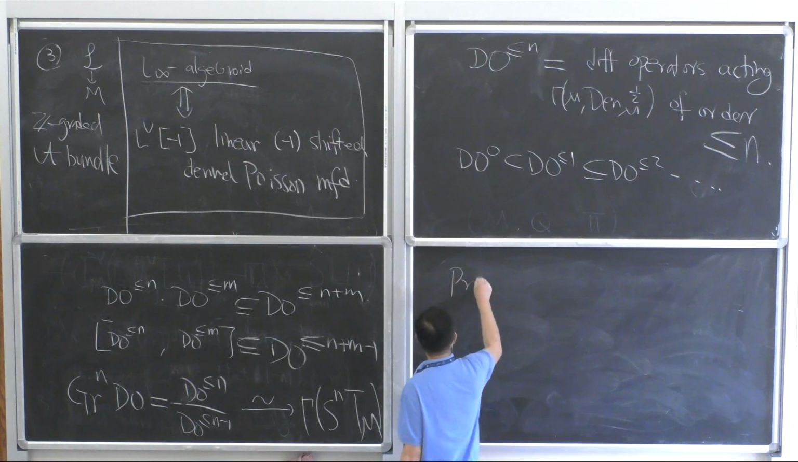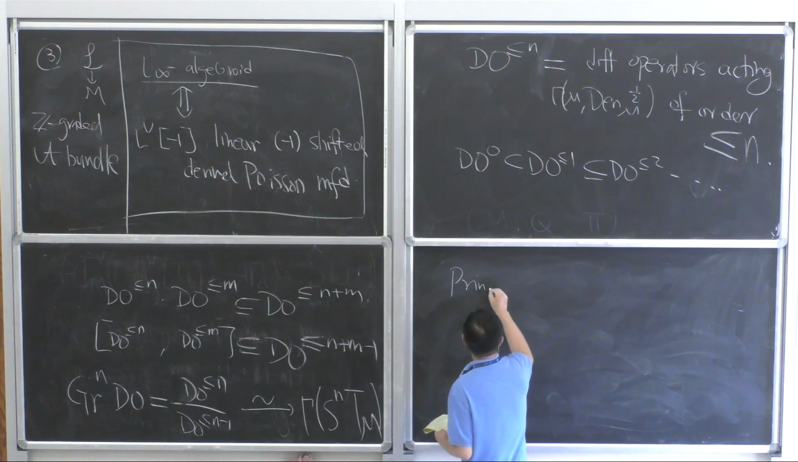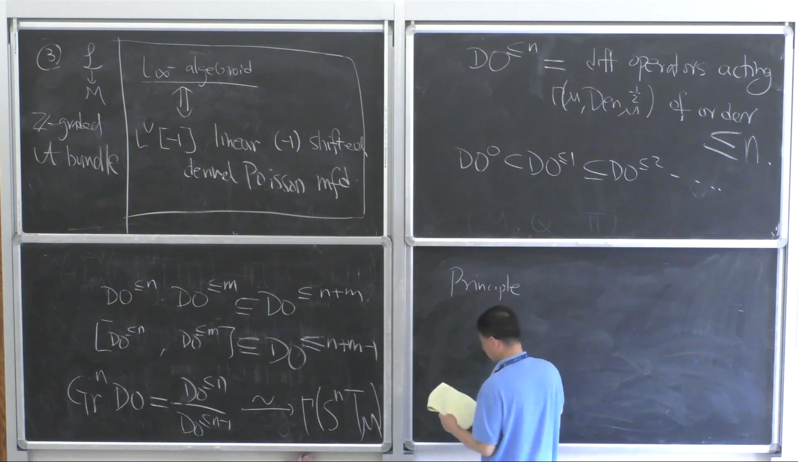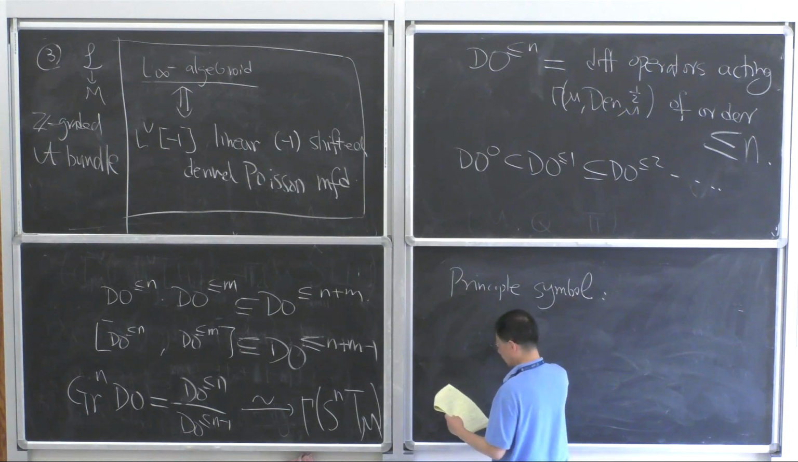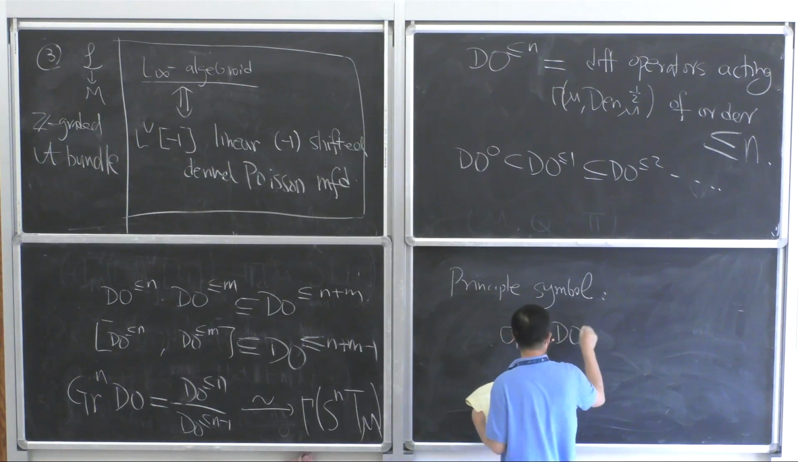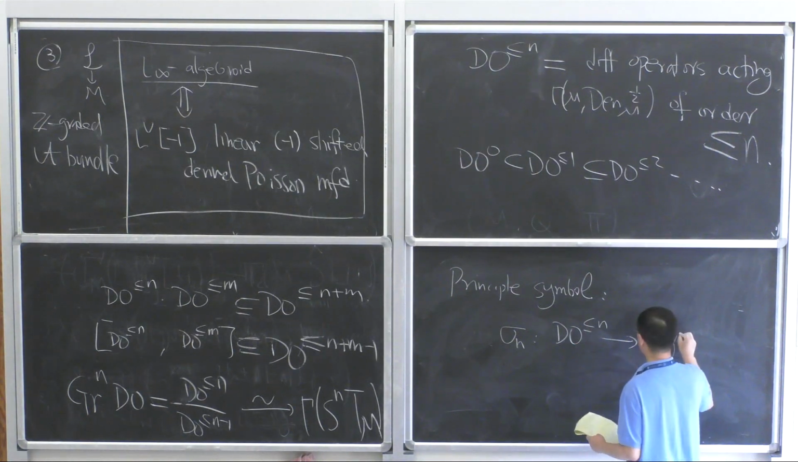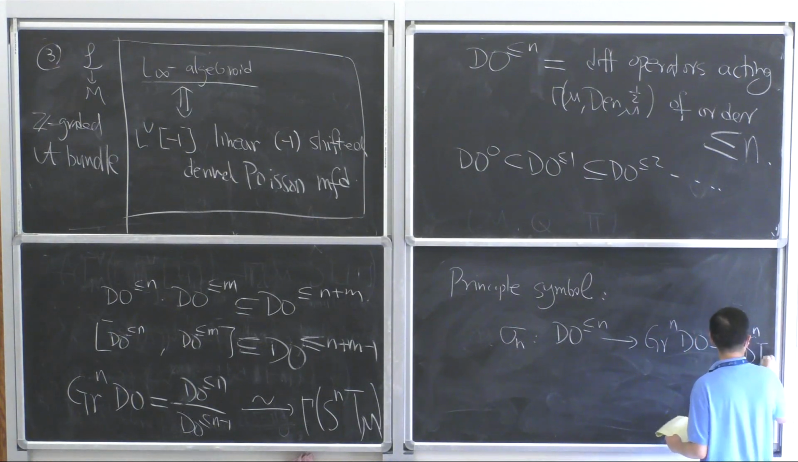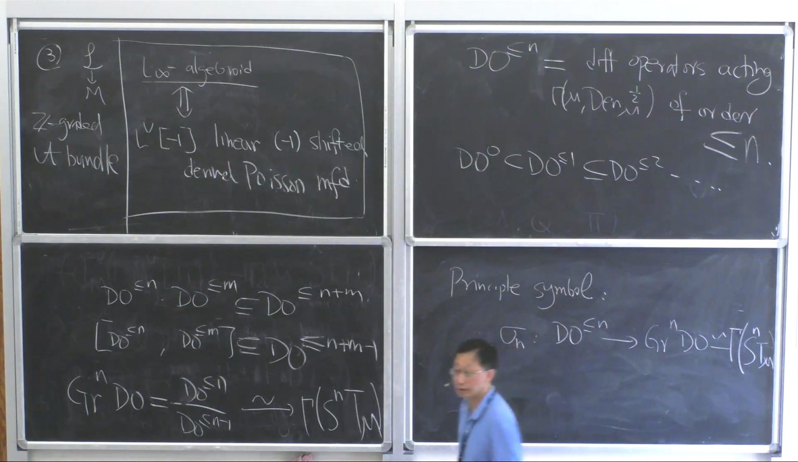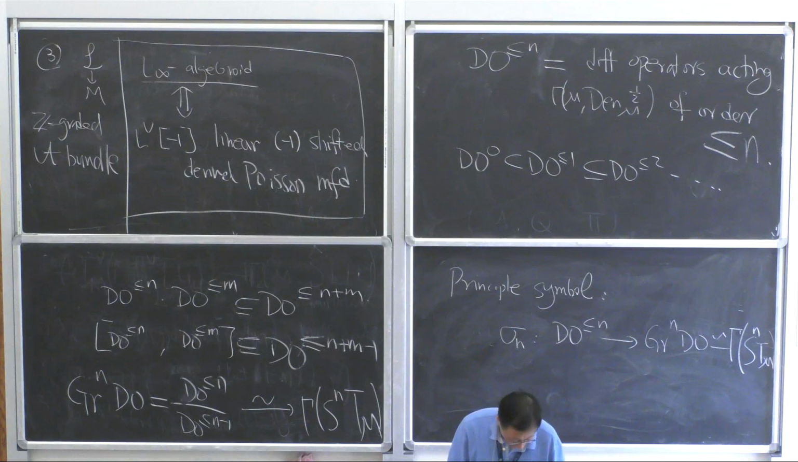So you can also define what is the principal symbol map. And it goes to the basic GR n, which is isomorphic to V. So given any differential operator of order n, you have a principal symbol. That's the same thing. So this is what is defined.